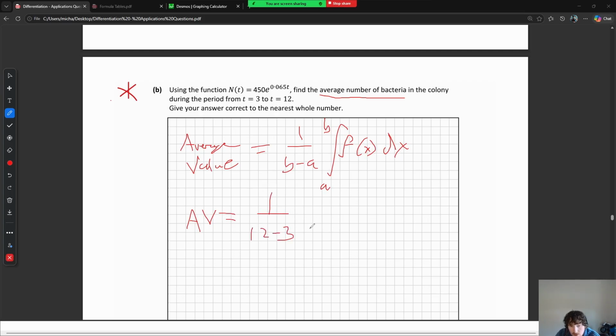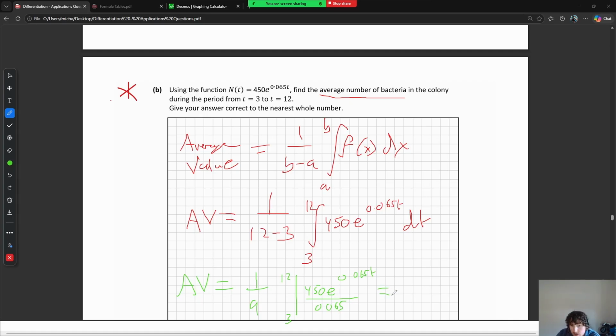It's 12 minus 3. Okay, and we're going to integrate from 3 to 12 of this function here, which is 450 e to the minus 0.065t and then dt. Okay, so what's this going to work out as? The average value will be 1 over 9. We can integrate this, so I'll change this to a straight line now, like such. And then what we do, the 450 does nothing. When you integrate this, an exponential stays exactly the same. And then instead of multiplying by the derivative, you divide by the derivative of the power, and so you divide by 0.65 when you're integrating.